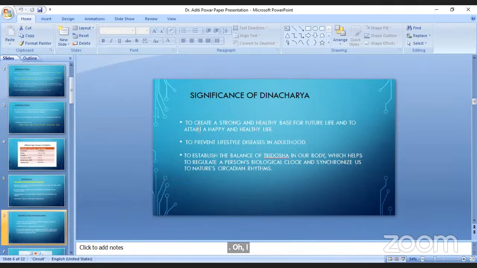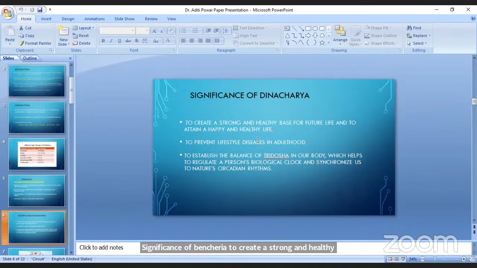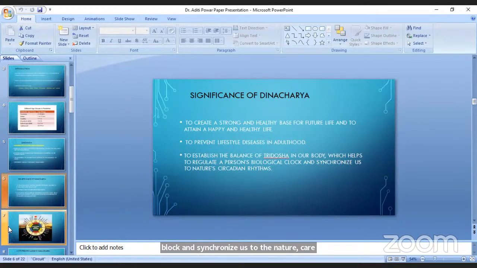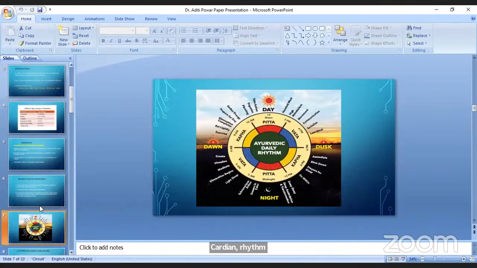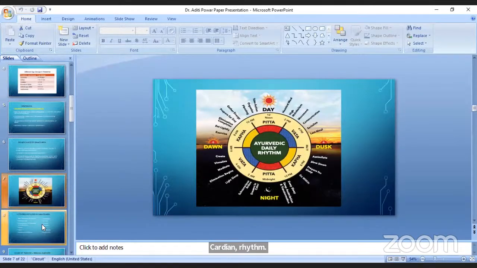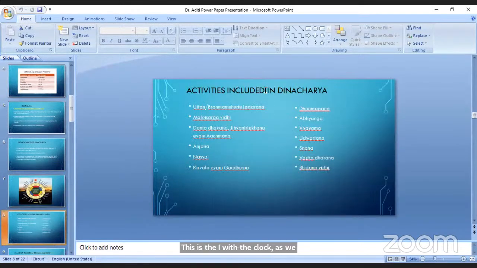Significance of Dincharya: to create a strong and healthy base for future life and to attain a happy and healthy life, to prevent lifestyle diseases in adulthood, to establish the balance of tridosha in our body, which helps to regulate a person's biological clock and synchronize us to the natural circadian rhythm. This is the Ayurvedic clock, as we all know. Activities included in Dincharya are as follows. We will see them one by one.